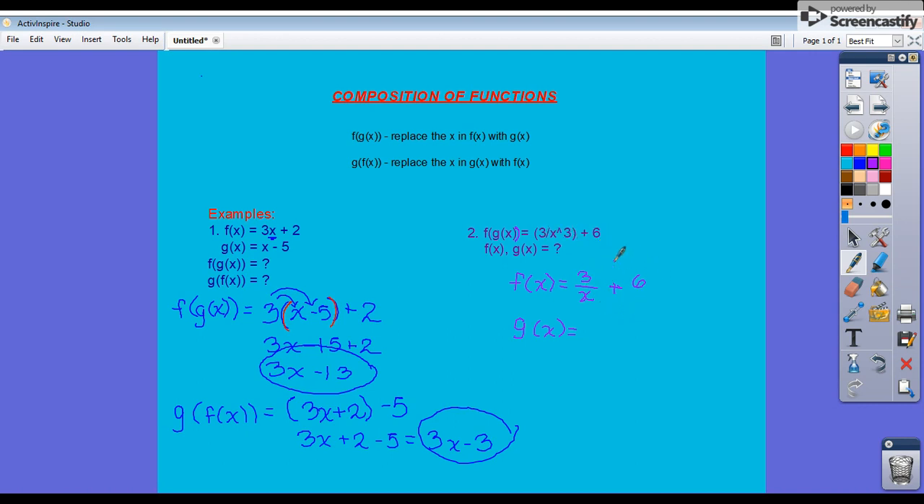Because notice I almost have the same thing I was given in the question. The only thing is I would replace the x with x to the third power. So that's what I'm going to make my g of x. And these are the two functions.